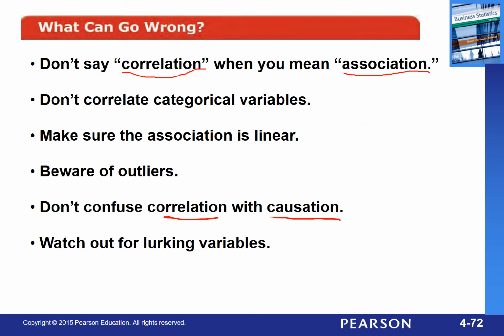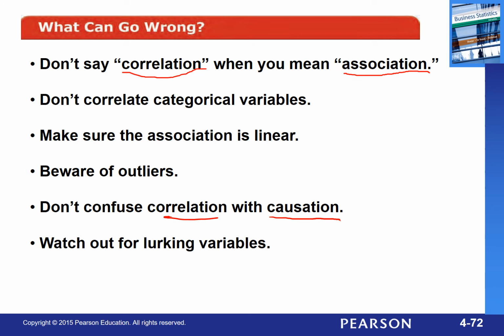So what can go wrong? Don't confuse correlation with association. This happens all the time. Correlation is a specific number to describe association or relationship. Association is the four specific parts of strength, direction, shape, form, we also called that, and then outliers we see in a scatter plot. Those are not the same thing.